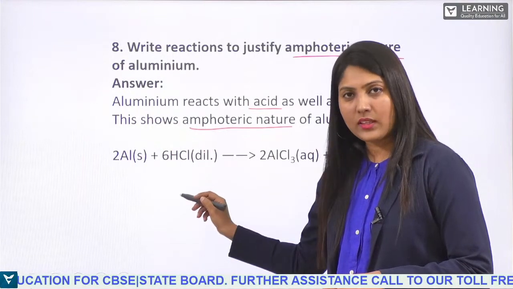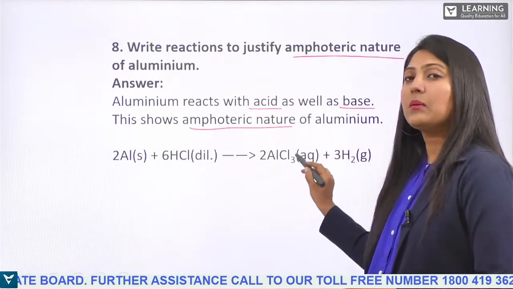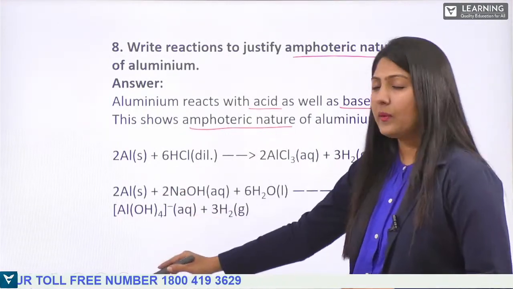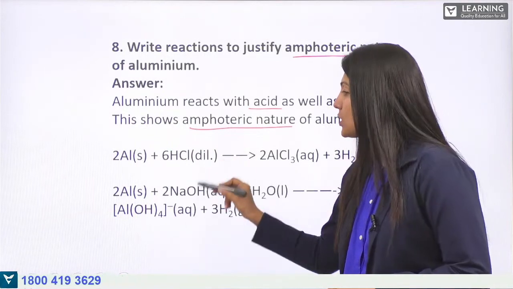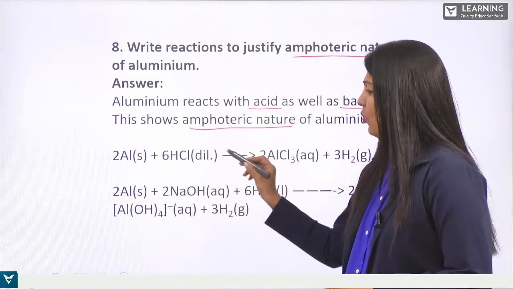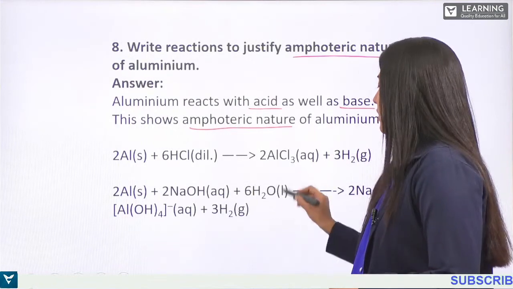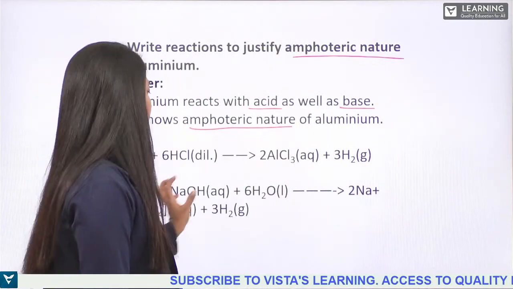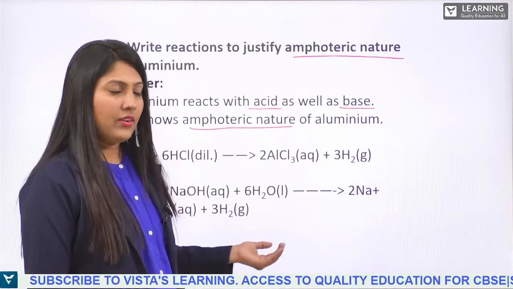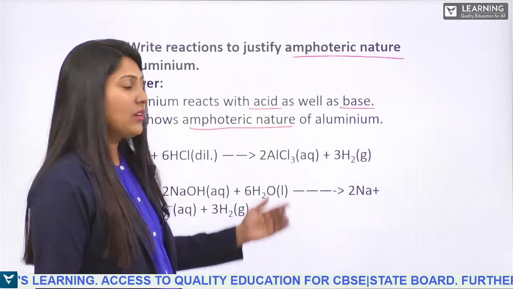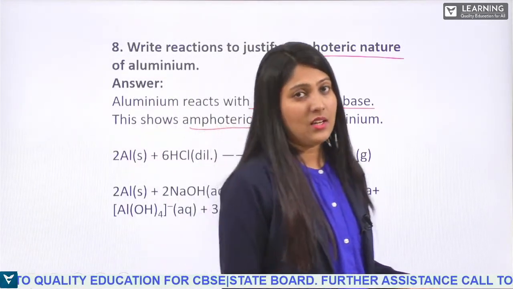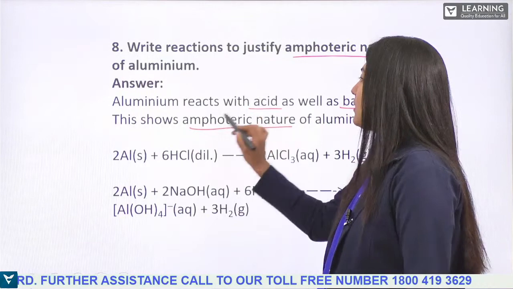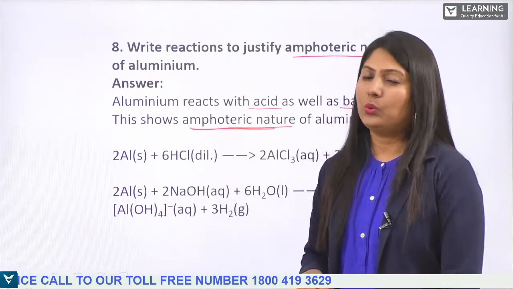Aluminium, when reacted with acid, gives aluminium trichloride with hydrogen gas evolved. When the same aluminium is reacted with base, both being strong acid and strong base, we get aluminium tetrahydroxide with hydrogen gas evolved. Right. So what we can say from this? Whether aluminium is treated with acid or with base, it reacts. So we get the amphoteric nature of aluminium.